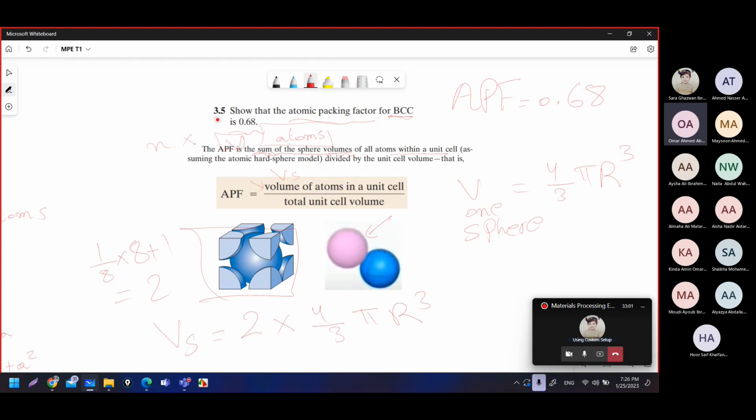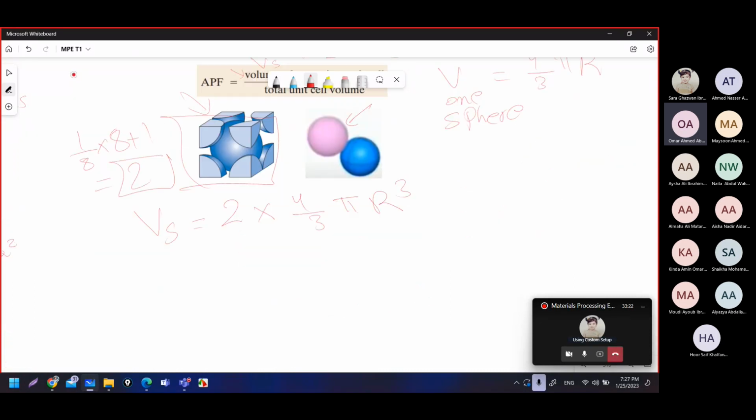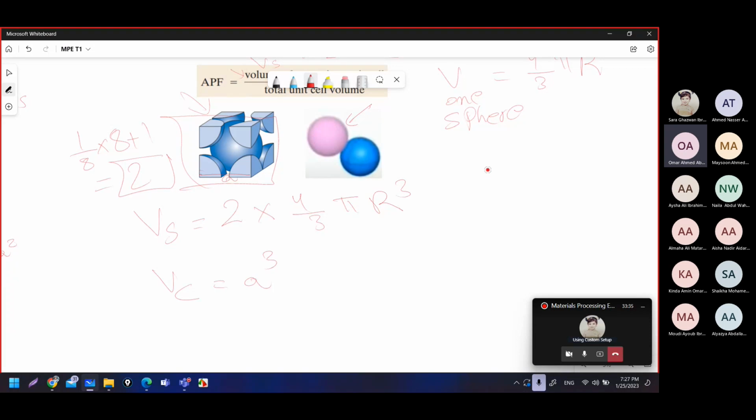The atomic packing factor is the sum of the sphere volumes of all atoms within a unit cell. This is the unit cell. The atoms inside the unit cell for BCC are only 2 atoms, and the volume for one atom or one sphere is 4/3 pi r cubed. So I multiply 2 by 4/3 pi r cubed, divided by the unit cell volume. The unit cell is a cube, so the volume of a cube is a cubed, that is the edge length cubed. But I don't have the value of a cubed.